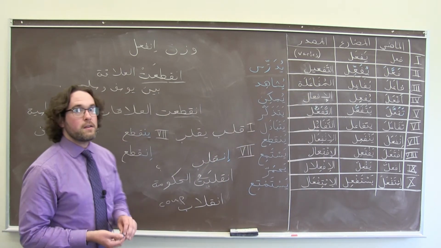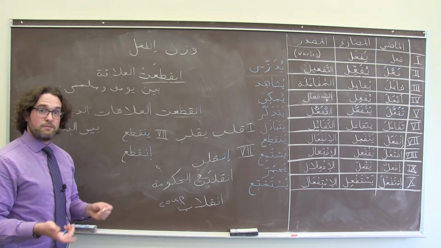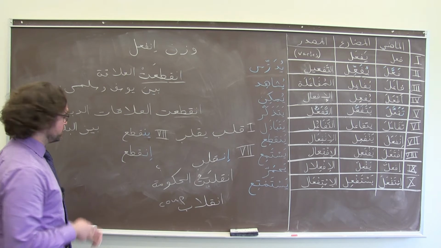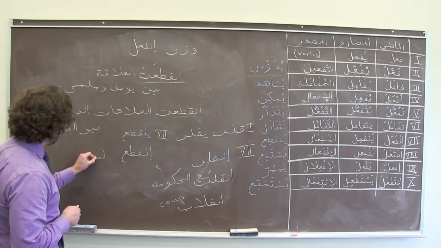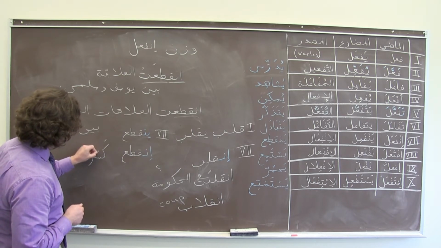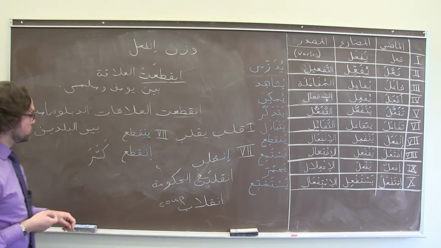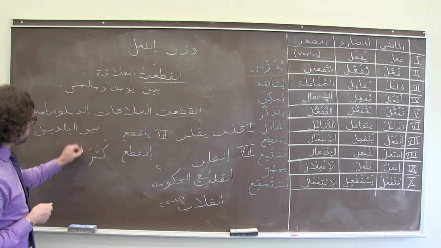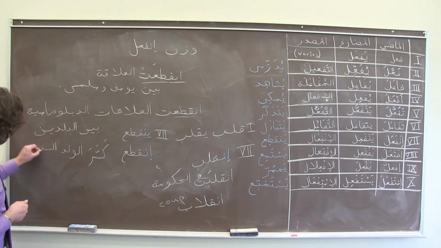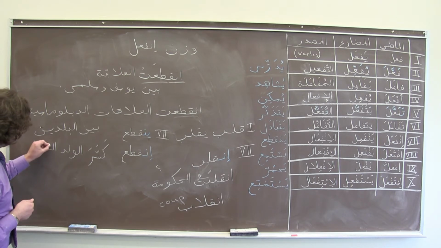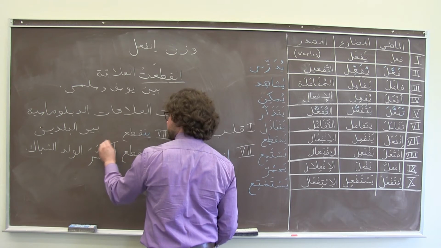For example, if I know that the boy broke the window and I want to be clear about that, I could just use the Form 2 verb, kassara. I could say, well, he did it. Kassara, with that shadda on the second letter of the judr, as we see in Form 2, كسر الولد الشباك. There's no doubt about it. I saw him do it.